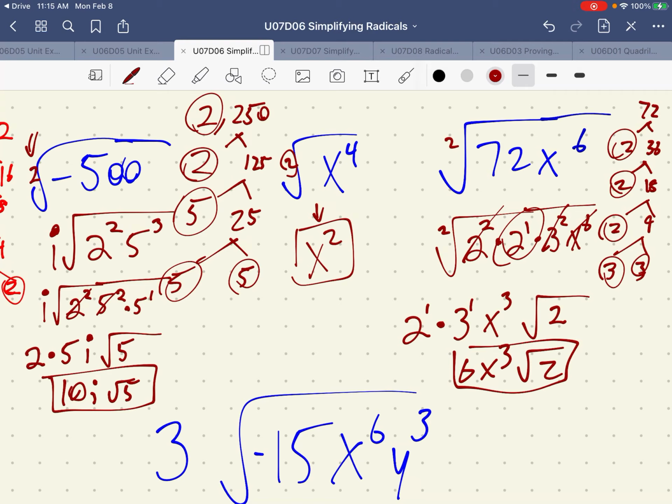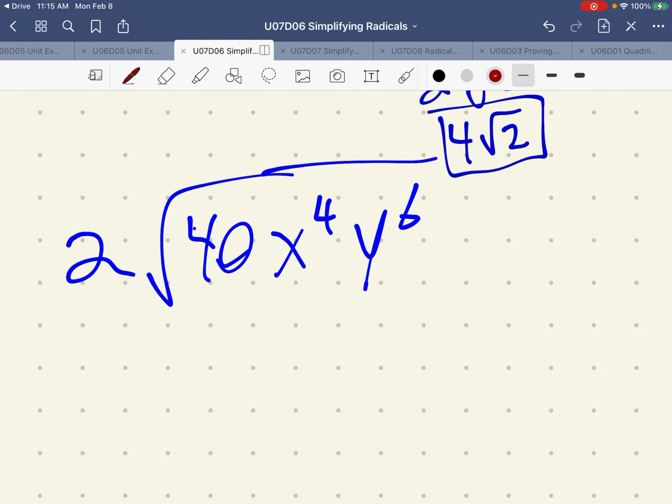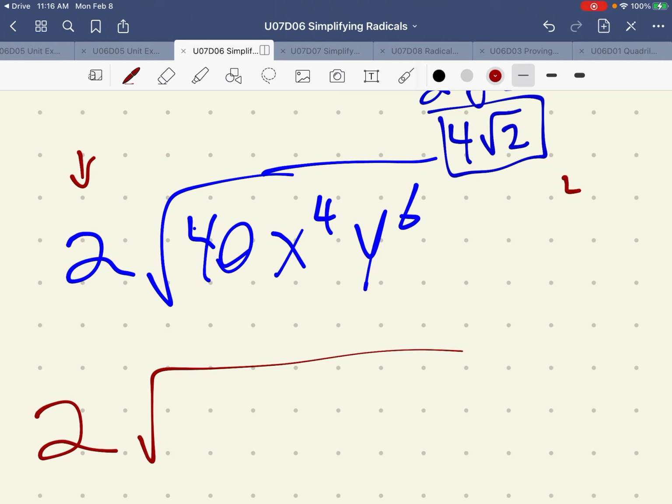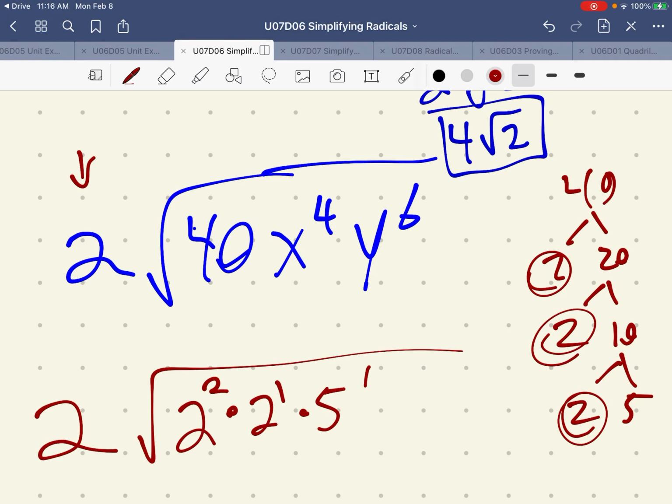Let's look at a more complicated example. In this example, we also have a leading coefficient. It's not going to factor into the problem, it's just going to stay outside. The 40 will become 2 times 20, 2 times 10, and 2 times 5. So this is 2 to the second times 2 to the first times 5 to the first, x to the fourth, y to the sixth.